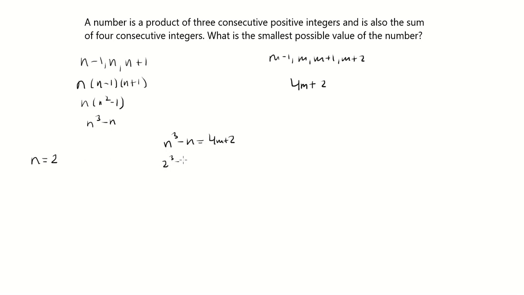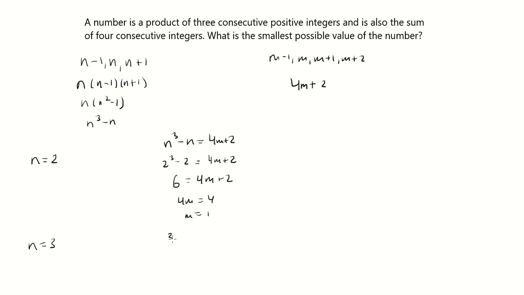We have 2 cubed minus 2 equals 4 times m plus 2. This is 6. Solving this, you get 4m equals 4, so m is 1. But if we plug in m as 1, we get 0 for m minus 1, and we said it has to all be positive. So let's move on to 3.